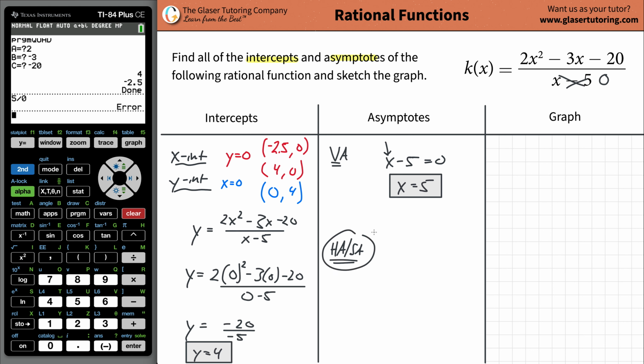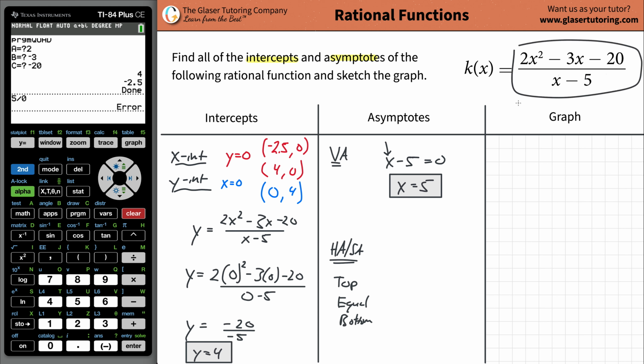Now to deal with horizontal and slant asymptotes, we first have to determine whether this is called a top-heavy function, an equally heavy function, or a bottom-heavy function. I don't think that's mathematical terminology, but it gets the point across. So how do we do this? We're going to go back. You want to look at your function overall.